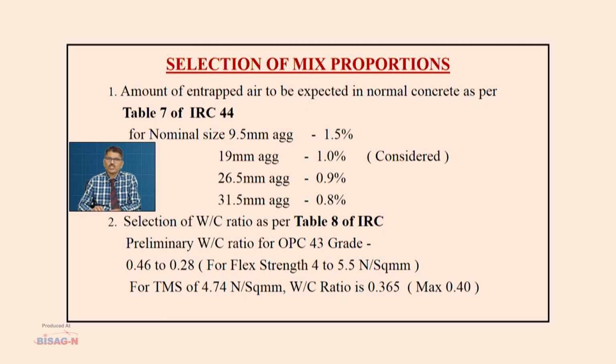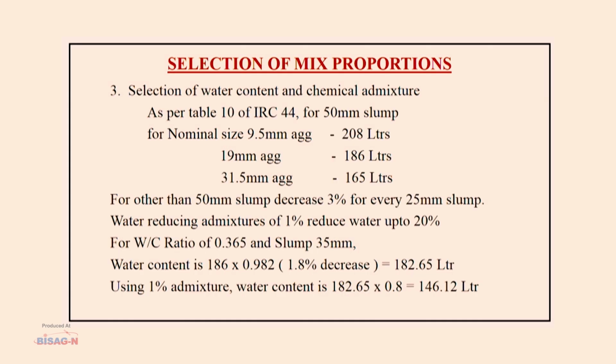Selection of water cement ratio as per table 8 of IRC. The preliminary water cement ratio for OPC 43 grade is 0.28 to 0.46 for flexural strength of 4 to 5.5 MPa. So for a target mean strength of 4.74, the water cement ratio comes to 0.365 with the interpolation method. It cannot exceed the maximum of 0.4 water cement ratio, which is within the maximum limit.